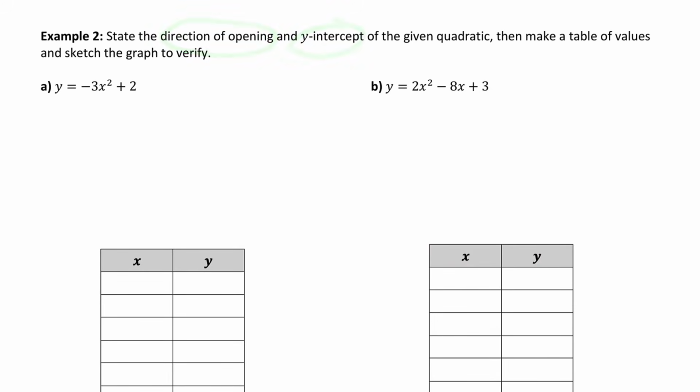And let's use this information to complete example 2, which says state the direction of opening and the y-intercept of the given quadratic, then make a table of values and sketch the graph. So in part A, I see that this equation is for a quadratic relationship because the highest exponent on the x is 2. And since the leading coefficient, the coefficient of the x squared term, is negative, I know that this parabola will open down.